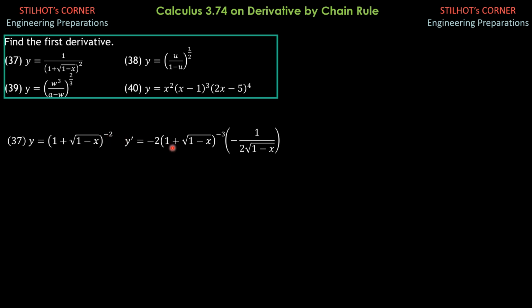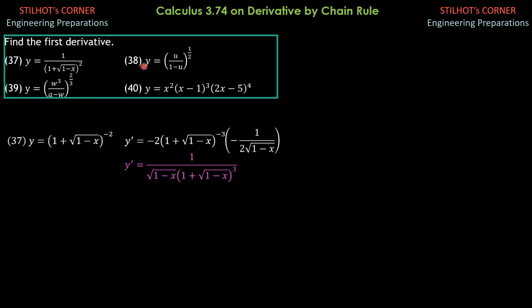So y prime is equal to 1 over square root of 1 minus x times quantity 1 plus square root of 1 minus x close cube. So y prime equals 1 over square root of 1 minus x, then quantity 1 plus square root of 1 minus x cube. So that's it for problem 37.